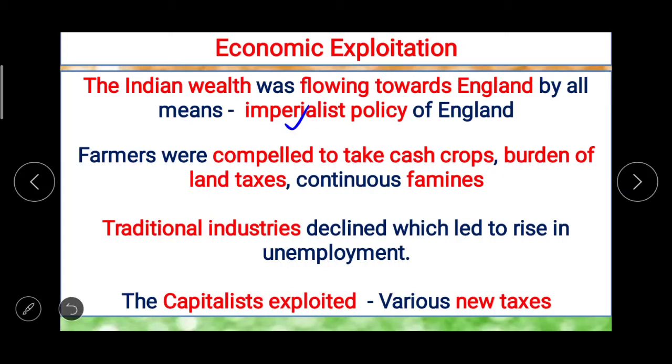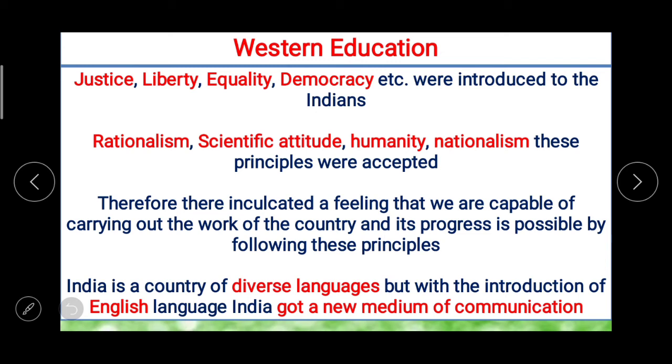And for that, farmers were compelled to take cash crops, because these cash crops benefited the British government, and that's why it was compulsory for the farmers. Burden of land taxes and continuous famines broke down the backbone of Indian agriculture. Traditional industries declined, which led to a rise in unemployment. The capitalists, on the other hand, exploited the worker class. It means that agriculture जो है वो भी टूट गया और कैपिटलिस्ट जो थे वो भी वर्कर क्लास को एक्सप्लॉइट कर रहे थे. Various new taxes were imposed on the middle class, and this led to growth of discontent among the people. People came together because of all these things.